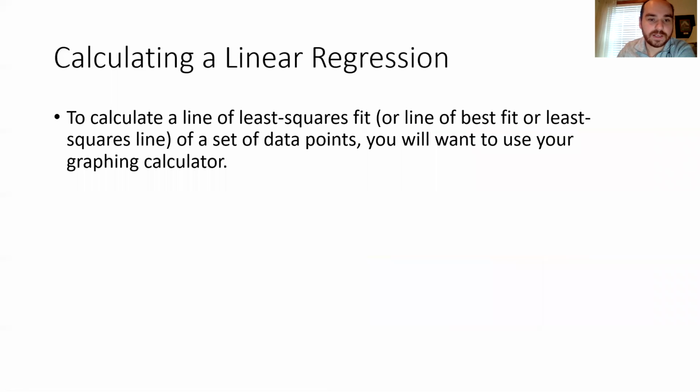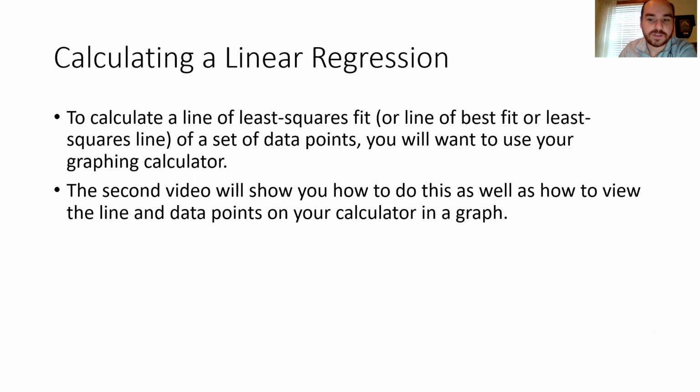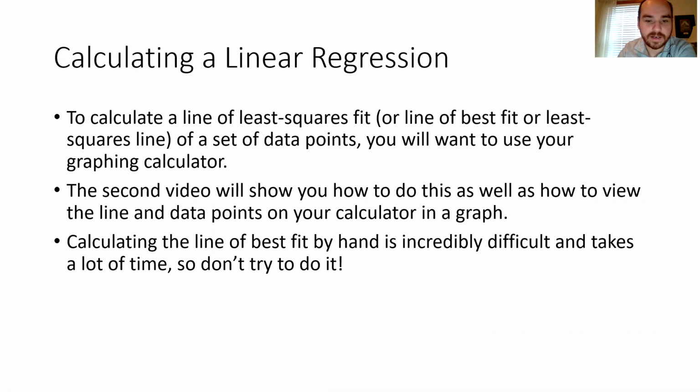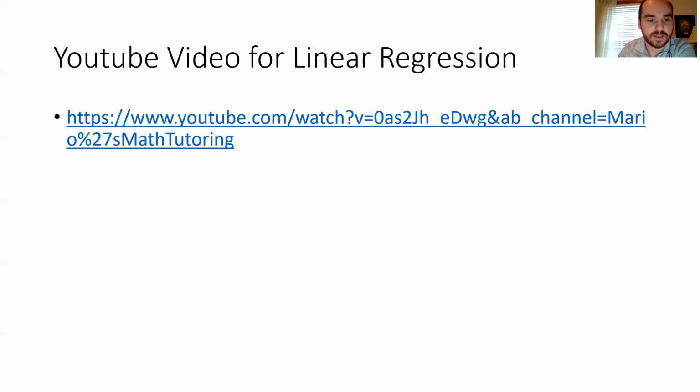Okay, so to calculate a line of least squares fit, or a line of best fit, or least squares line of a set of data points, you're going to want to use your graphing calculator. The second video is going to show you how to do this, as well as how to view the line and the data points on your calculator in a graph. And calculating a line of best fit by hand is incredibly difficult. It takes a lot of time. So I'm just warning you extra here. Don't try to do it like that.